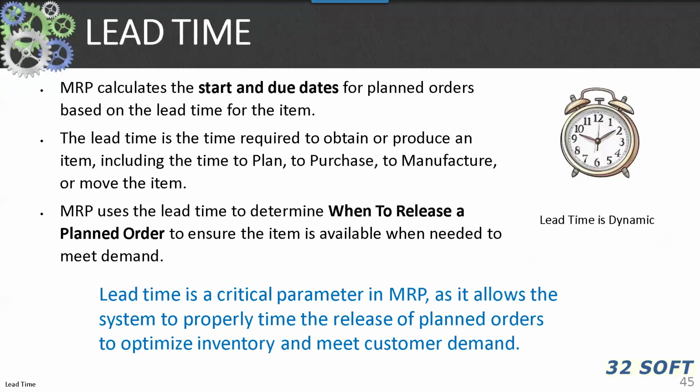Lead time is used by MRP to determine when to release planned orders for materials and components. MRP calculates a start date and due date for planned orders based on the lead time for the item. This is the time required to plan, to purchase, to procure, to move. For example, if you have a 2-week lead time, MRP schedules the planned order 2 weeks before that date is required. Accurate lead time is essential for effective materials planning and scheduling. Lead time is a dynamic variable and needs to be constantly planned and revalidated.